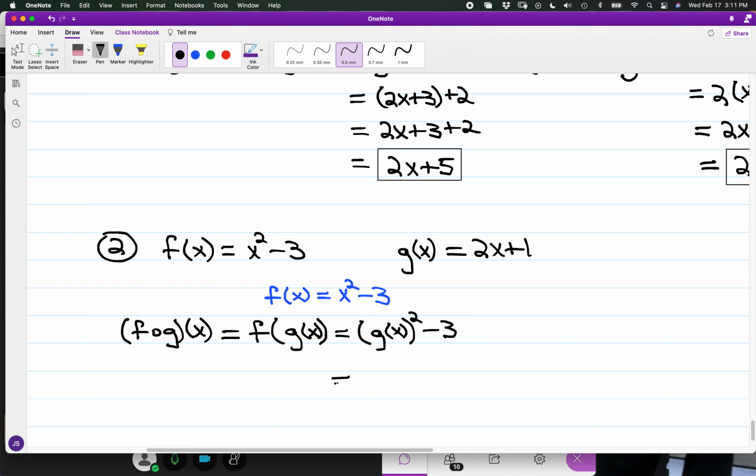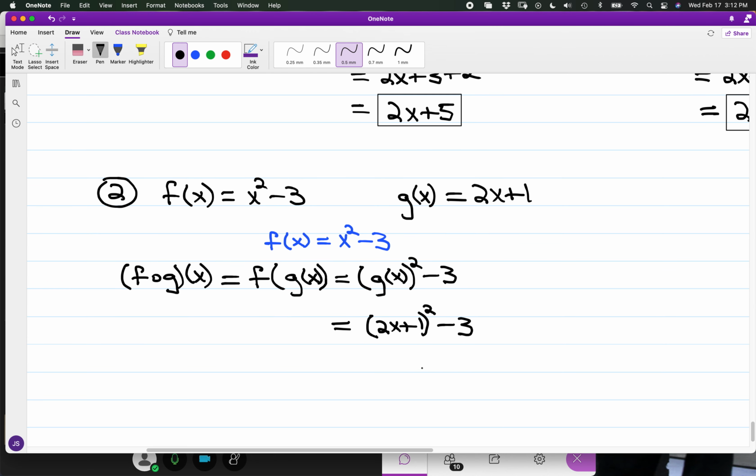Now g of x is the binomial 2x plus 1. So moving on down, you have the square of 2x plus 1 followed by the subtraction of 3. Squaring out 2x plus 1, we have 4x squared, and then 2x plus 2x, which makes 4x, and then plus 1, followed by the subtraction of 3. And so for this end result, we have 4x squared plus 4x minus 2.